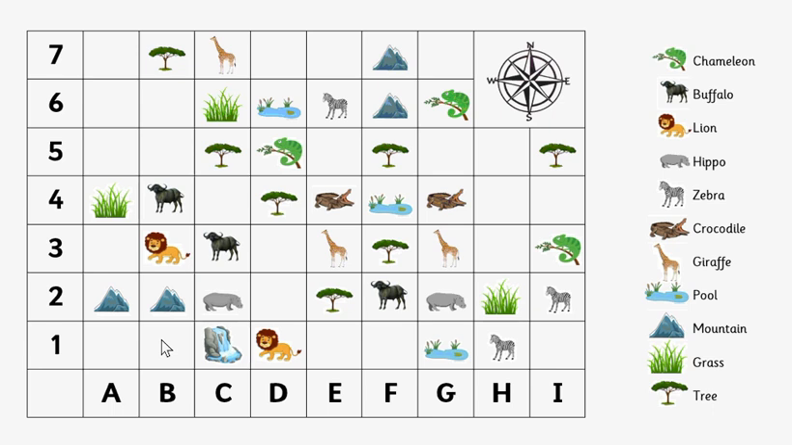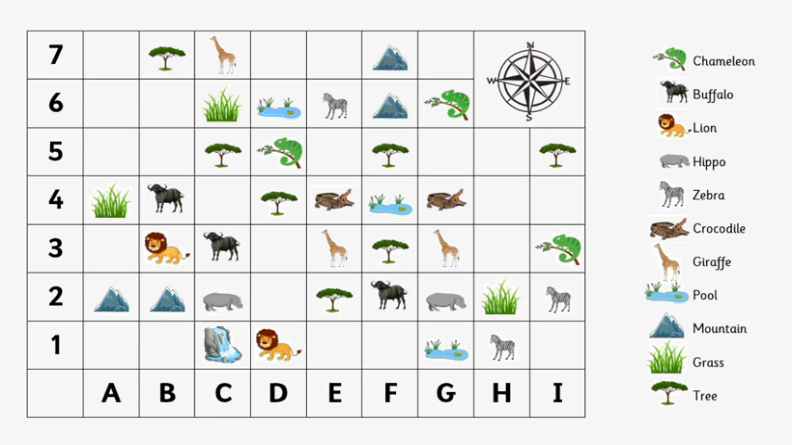Then make a 1/4 turn anti-clockwise. So we're on east with our pointer anti-clockwise. We end up facing north and go 2 spaces forwards. 1, 2. So the animal we should have landed on was a lion.